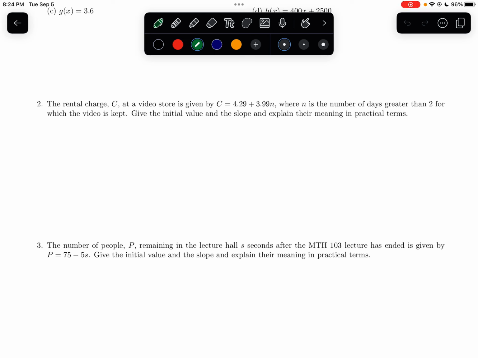Looking at question 2 here, we have this function that gives you the rental charge for a video based on the number of days for which you have the video, and that n has to be greater than 2. So you're not allowed to only have it for 1 day. We're limiting the domain to be n greater than 2. So 3 days, 4 days, etc.